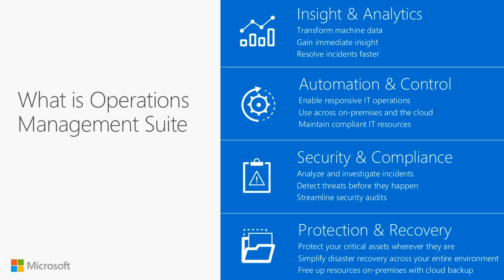So what do you get in OMS? Insight and analytics. Gain immediate insights across workloads. Tap into operational intelligence when it matters to explore, analyze, and take action faster. You also get automation and control, enable consistent control and compliance, deliver continuous IT services, and remediate issues quickly at scale. You also get security and compliance, respond faster to security threats, identify emerging threats to protect your critical data and workloads.